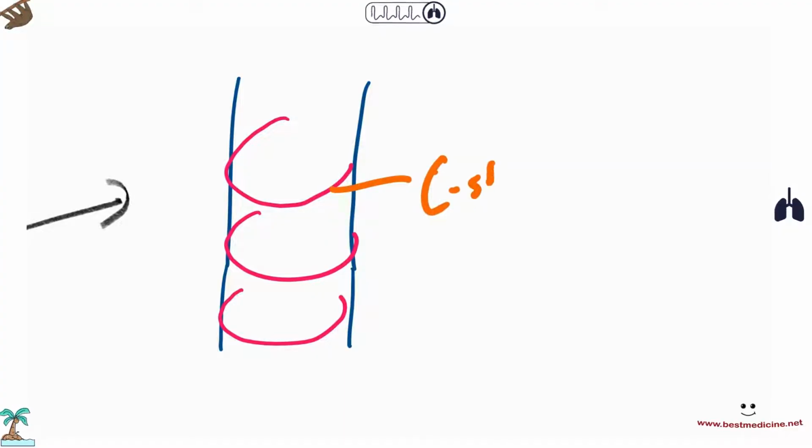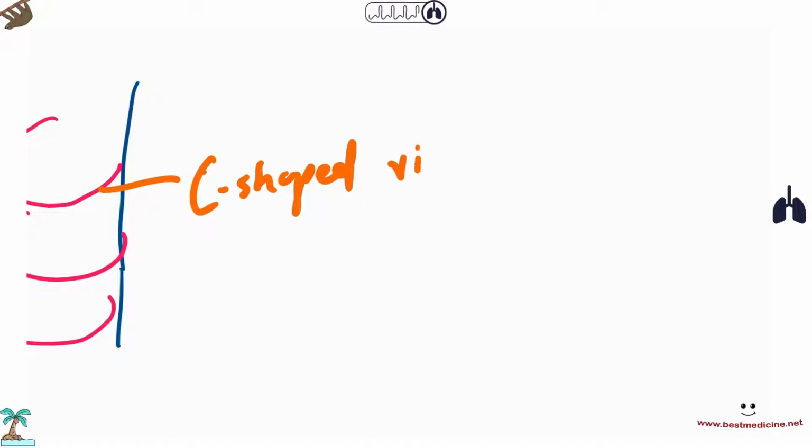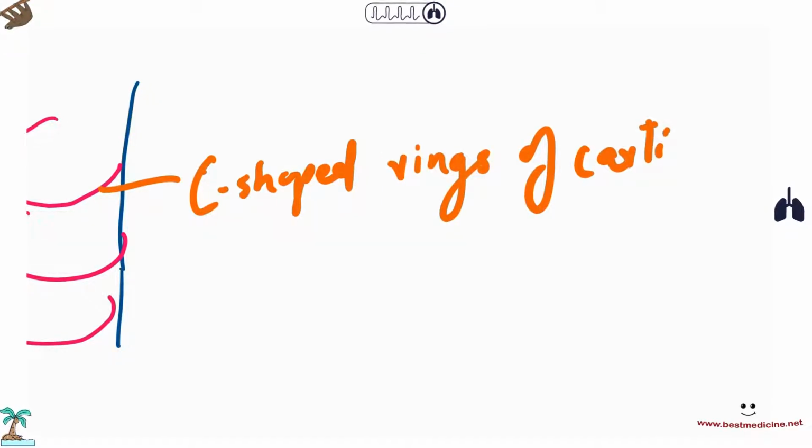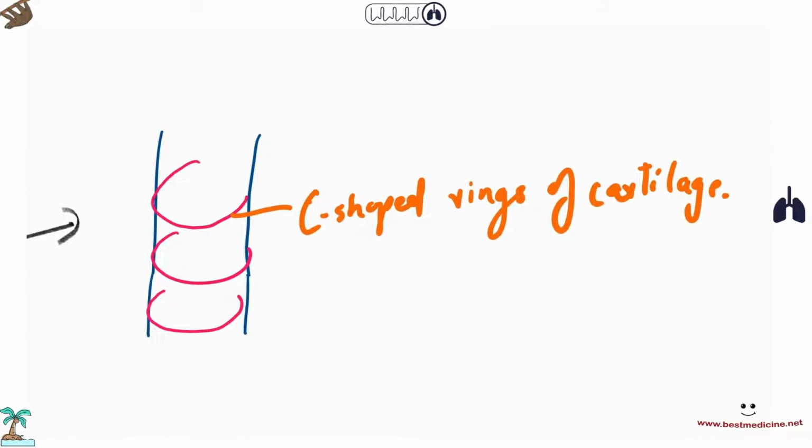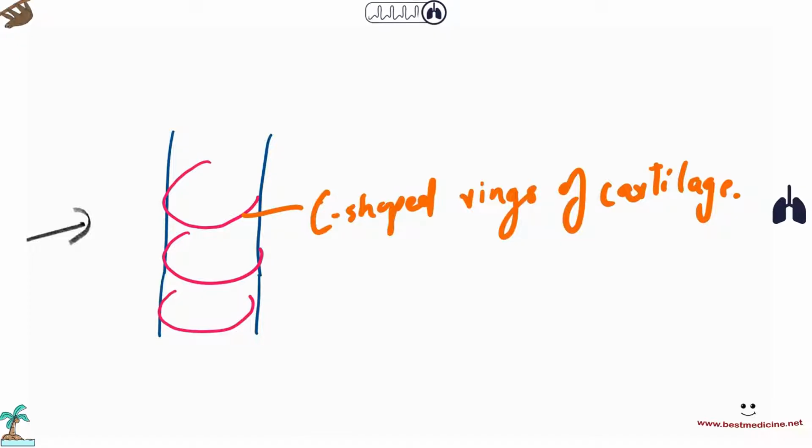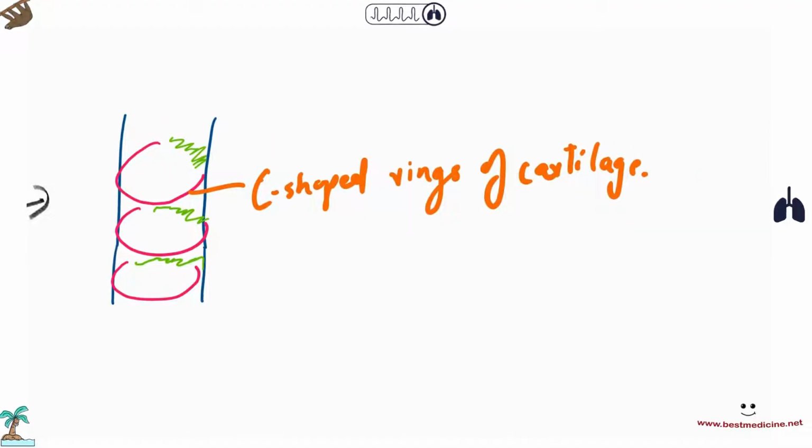C-shaped rings of cartilage. Why are they C-shaped? Why are they not completely surrounding the trachea? The reason is that there are some muscles at the back, and these are smooth muscles at the back. That's why the rings are not completely surrounding the trachea. So C-shaped rings of cartilage make sure that the flow of the air is unobstructed.